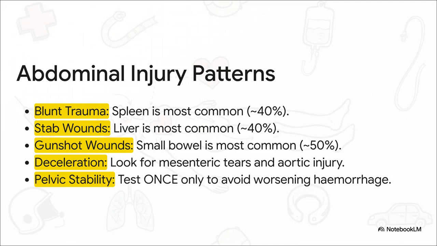For blunt trauma, say a steering wheel to the abdomen, the most commonly injured organ is the spleen. For a stab wound, it's the liver. For a gunshot wound, it's the small bowel, just because it takes up so much space. And for those big deceleration injuries, like a high-speed crash, you've got to have a high index of suspicion for things like mesenteric tears and even aortic injuries.